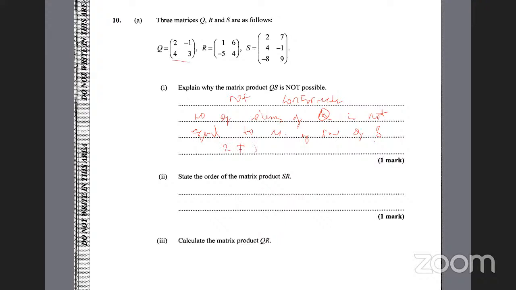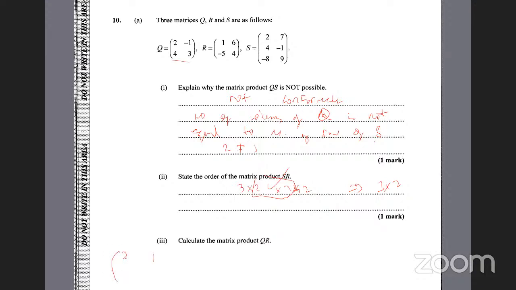State the order of the matrix SR. So when you multiply a 3 by 2 by a 2 by 2, the answer is a 3 by 2, right? These two numbers are the same, so you end up with a 3 by 2. Right? Calculate QR.